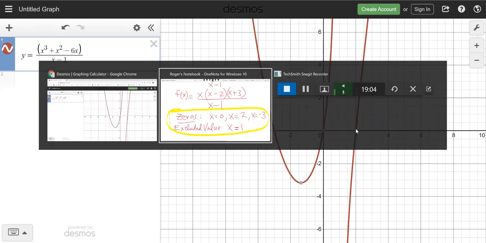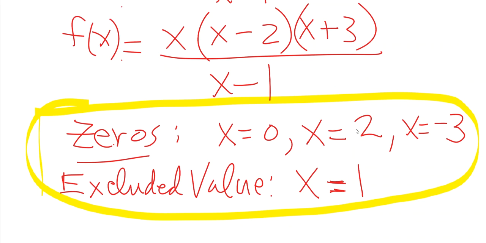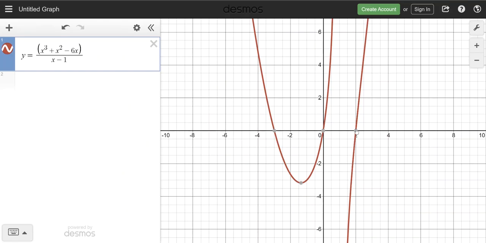How does that line up with what we had? What do we have? Negative 3, 0, and 2, or 0, 2, and negative 3. There are my zeros. Matches perfectly with our graph.